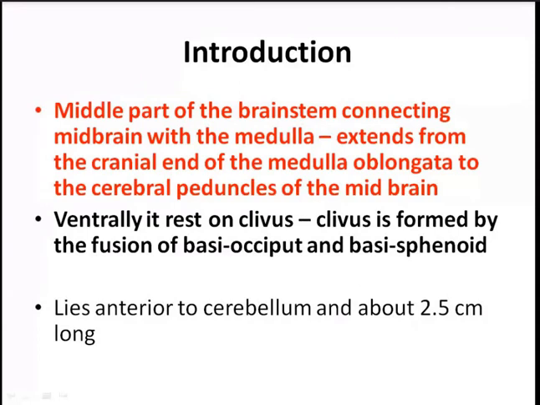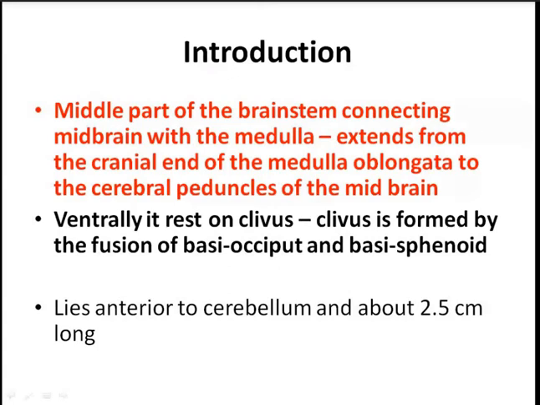Yesterday I discussed the clivus. It is the bone that is formed by the fusion of the basi-occiput and the basi-sphenoid. The basi-occiput and the basi-sphenoid are the bones forming the base of the skull, and it is something like slanting within the cranial cavity, between the middle cranial fossa and posterior cranial fossa.